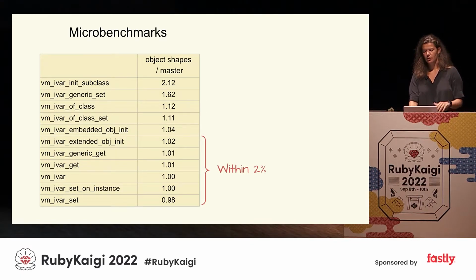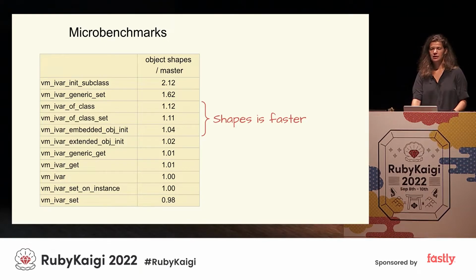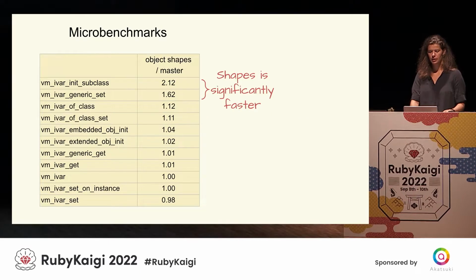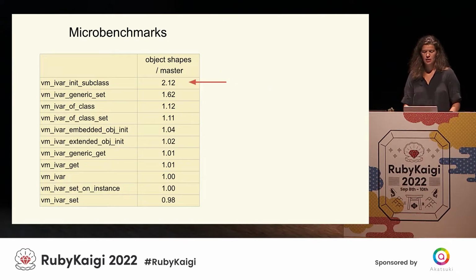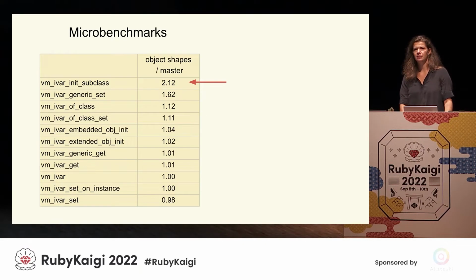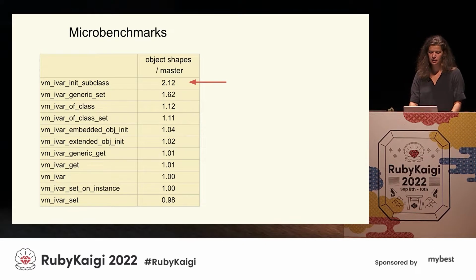So these ones are all within 2%, and micro benchmarks have quite high variance. So within 2% is roughly the same speed on micro benchmarks. We have 3 cases where shapes is faster. You'll notice we had none where shapes is slower. And we have 2 micro benchmarks in Ruby where shapes is significantly faster. Now, the one I wanted to point to specifically is this top one, this VM IVAR init subclass, where shapes is more than twice as fast.